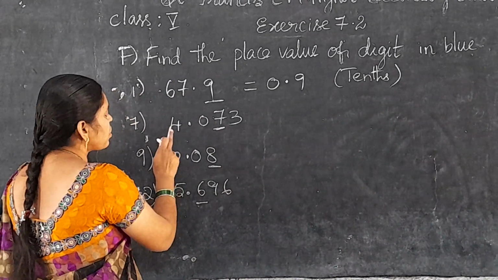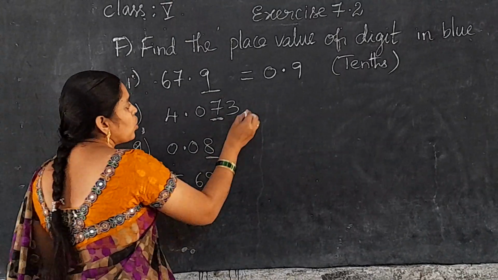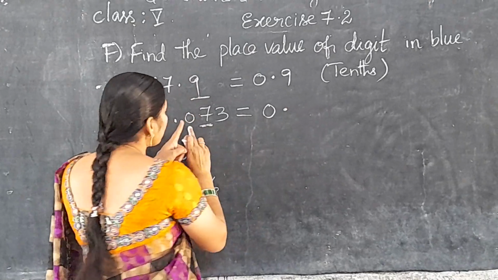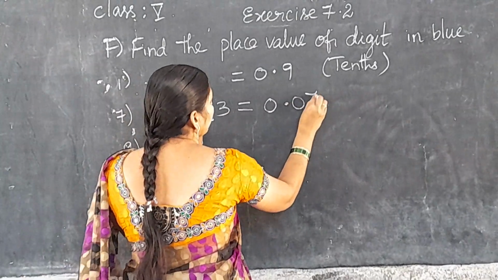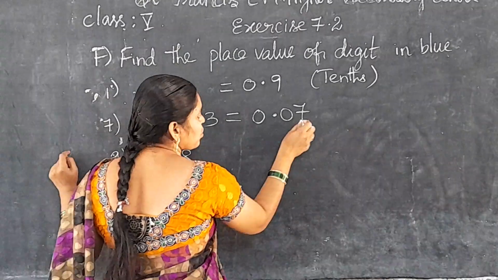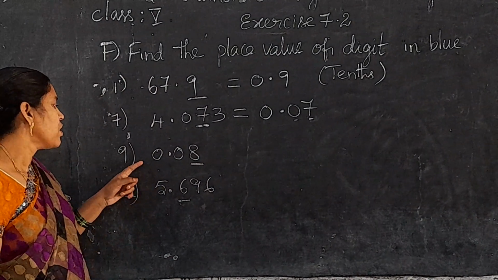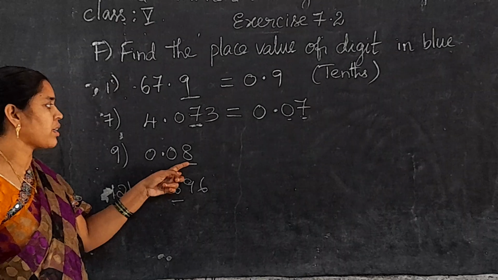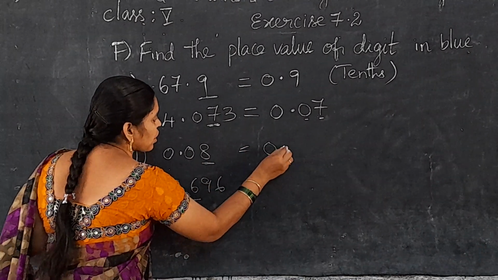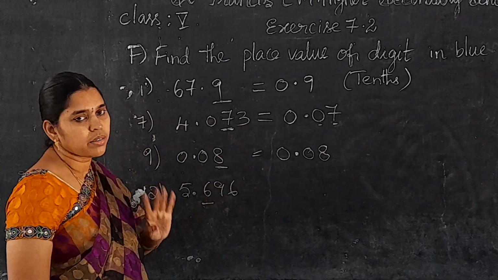And now 4.073. Here 7 is in blue color, so that can be written as 0.07. 7 is in which place? Tenths, hundredths. So this is the hundredths place. Okay, now next, 0.08. 8 is in which place? See, tenths, hundredths. So what will come? 0.08. That's all. Same number.